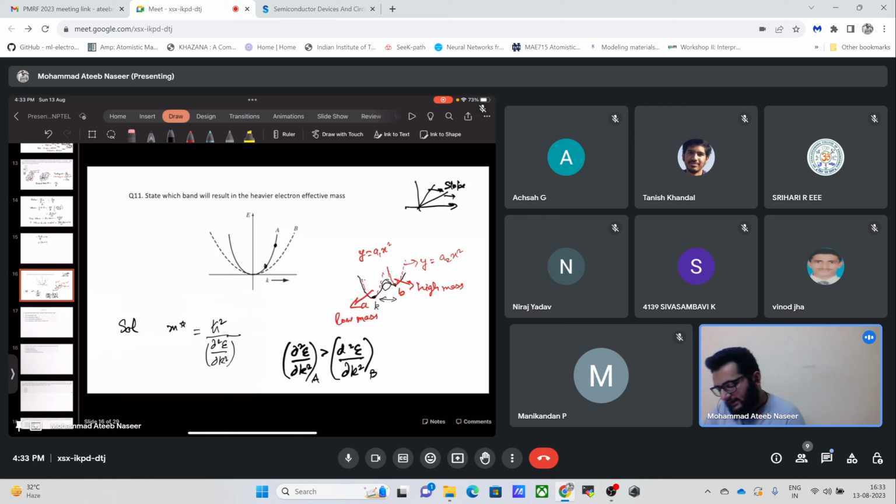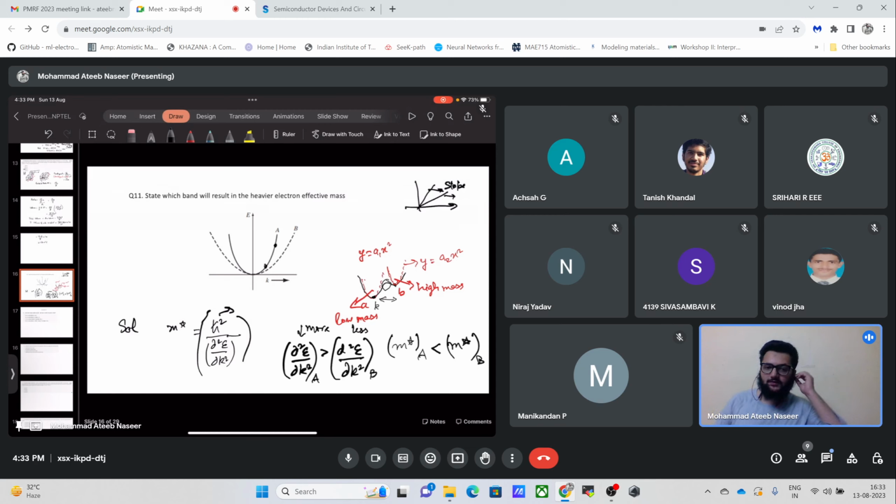Okay, so we were saying that d square E by dk square will have more slope. Since this is in the denominator, if I divide the reduced Planck constant by a larger value, it would mean that the value corresponding to m star A will be less than m star B. So the effective mass of A is less than the effective mass of B.